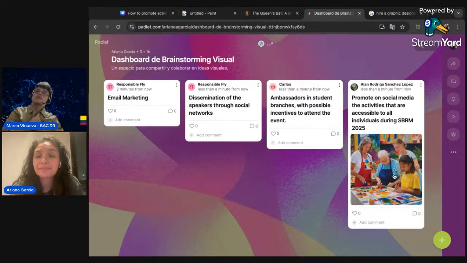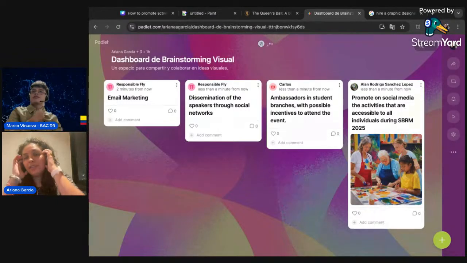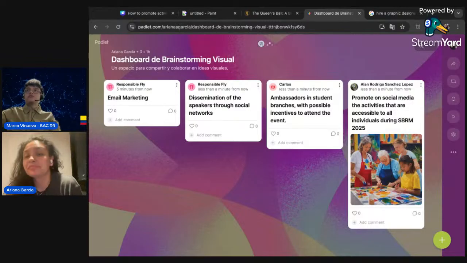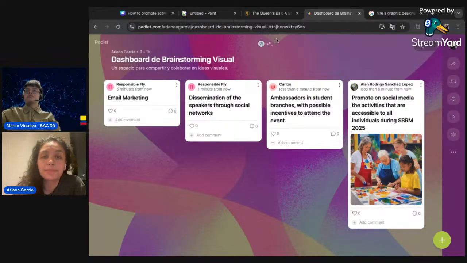Here we have one: promote on social media the activities that are accessible to all individuals during the SBRM. Very true.